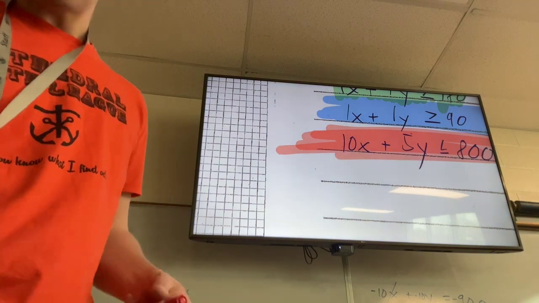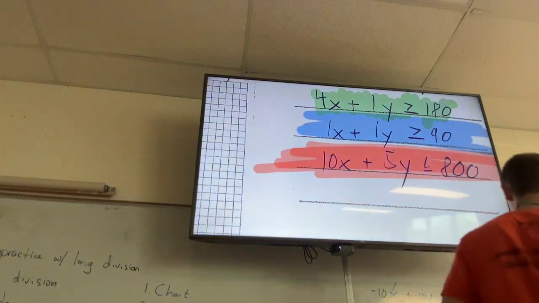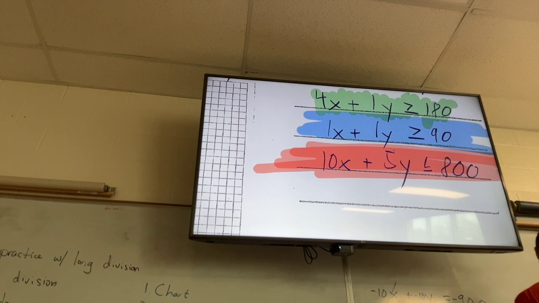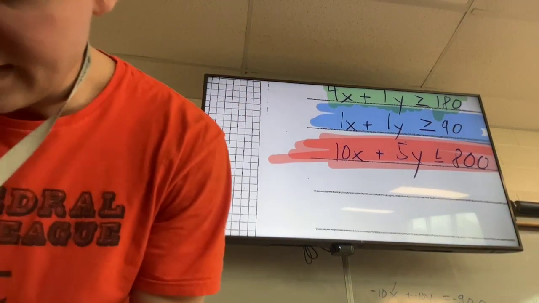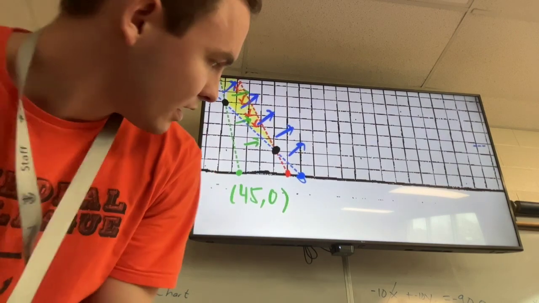Sub it in, right? So I had x plus y equals 90, or x plus 20 equals 90. So x equals 70, okay? So that point right there is 70, 20.